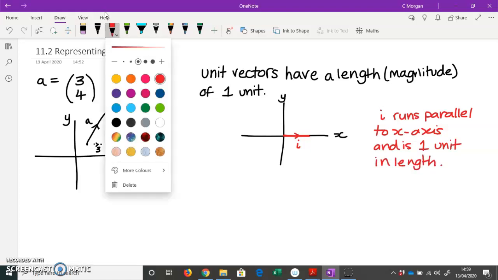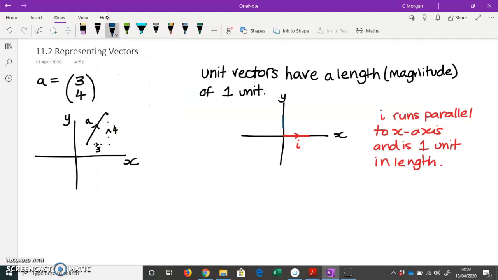I've also got another really important unit vector, and that is the vector that runs vertically, parallel to the y-axis. It also has a length of 1, and we call that little vector j. So I'm going to write down the fact that j runs parallel to the y-axis and is 1 unit in length.